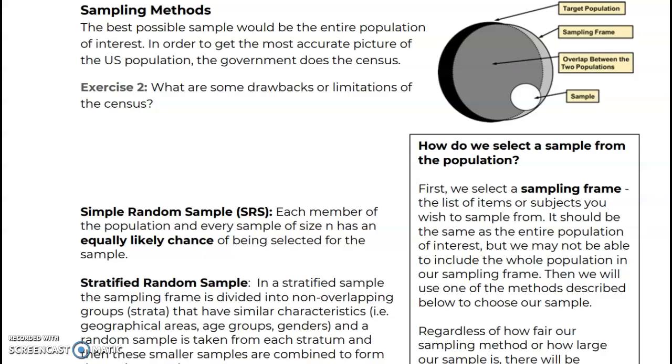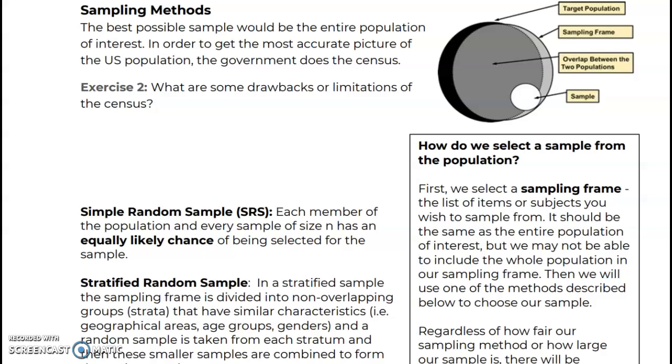Let's dive into the different sampling methods. The best possible sample would be the entire population of interest. In order to get the most accurate picture of the US population, the government does the census every few years.